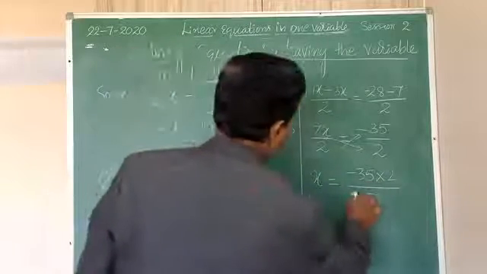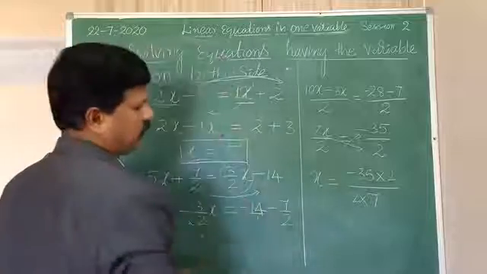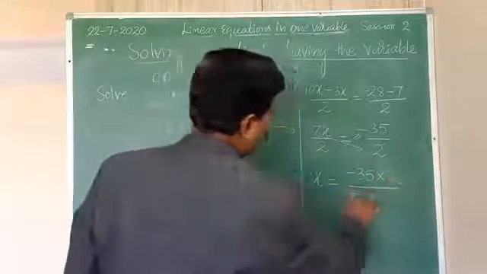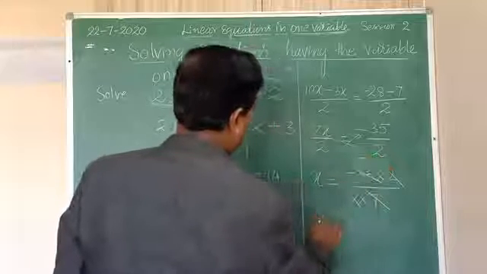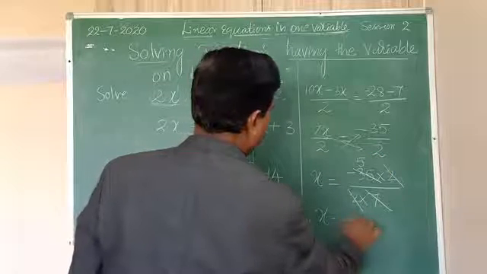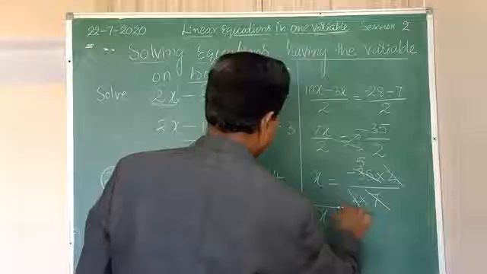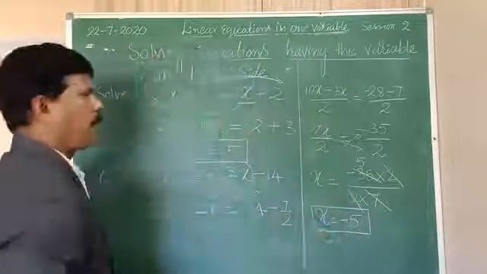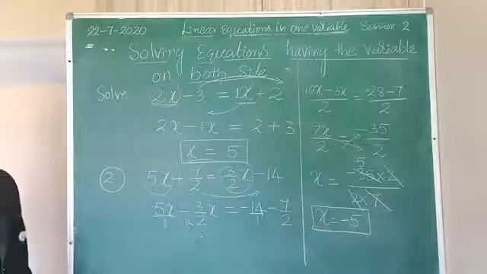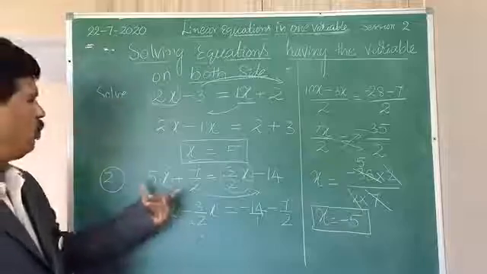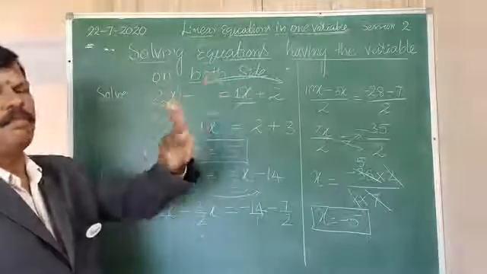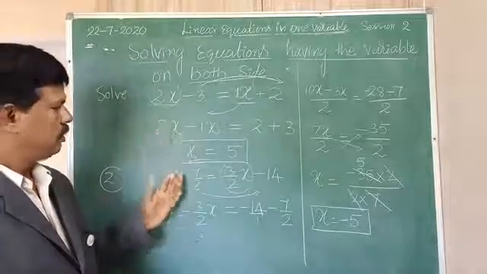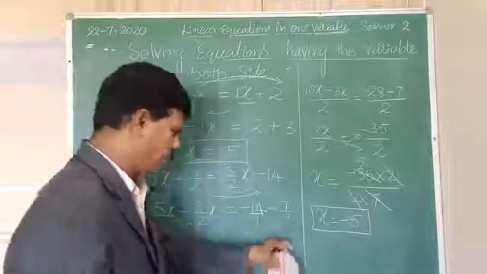Here is 1, 2 is there. 2 into 7. So 2 gets cancelled. 7 ones are 7, 5 sevens are 35. So x is equal to minus 5 is the solution. Understood? So this is a what? The problem with the variable on both sides. Clear this? So I will solve one more problem.